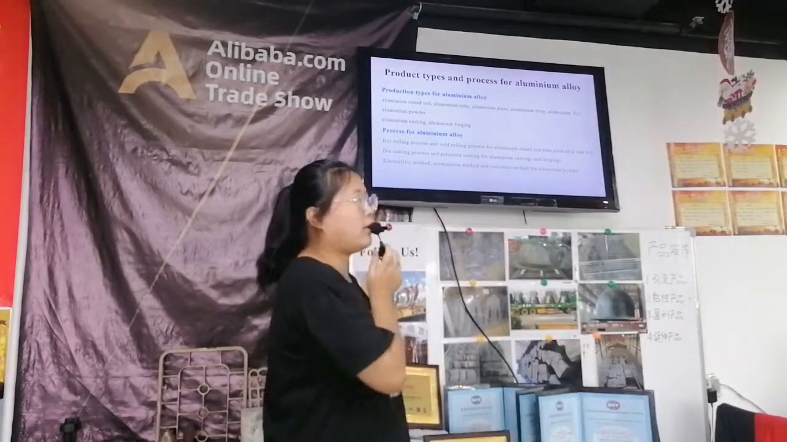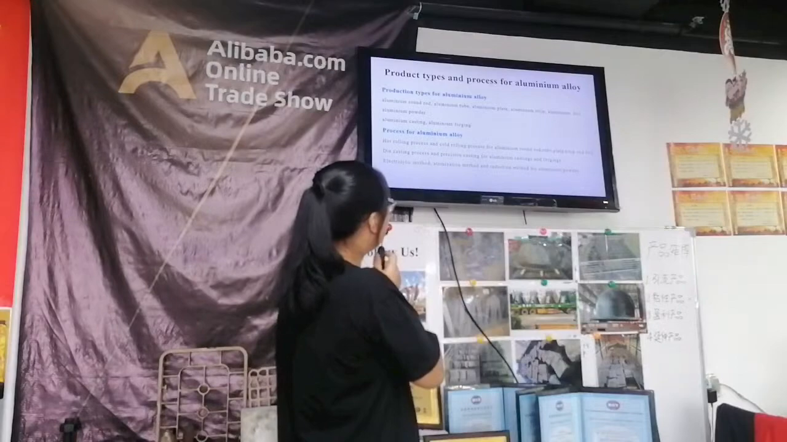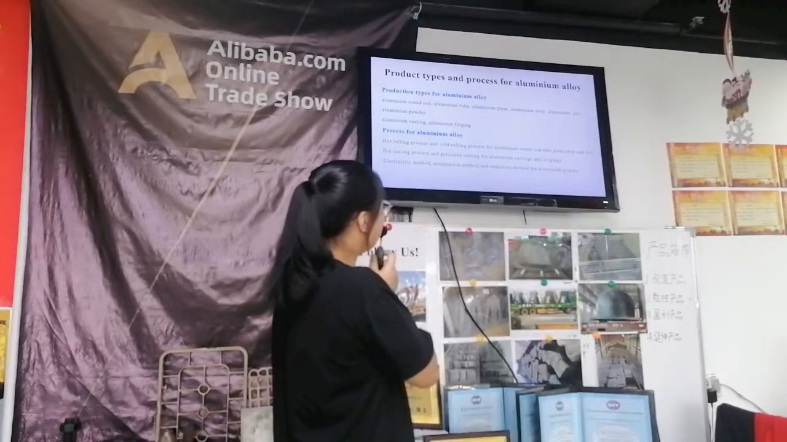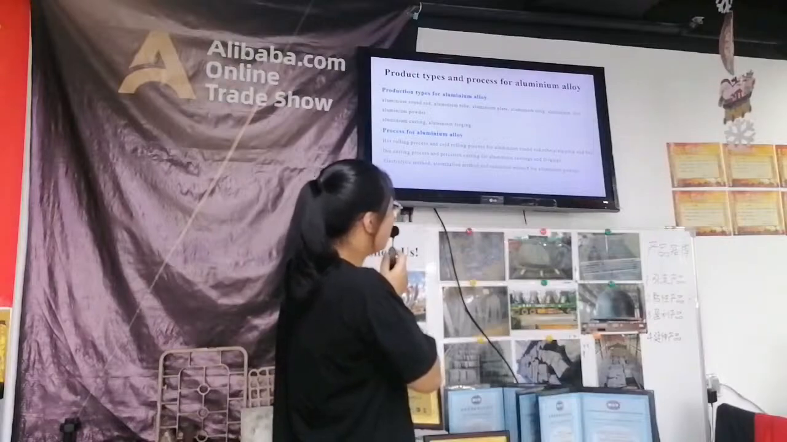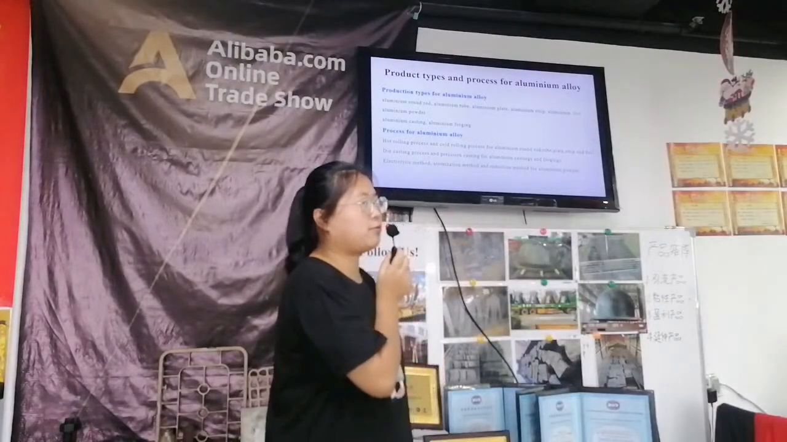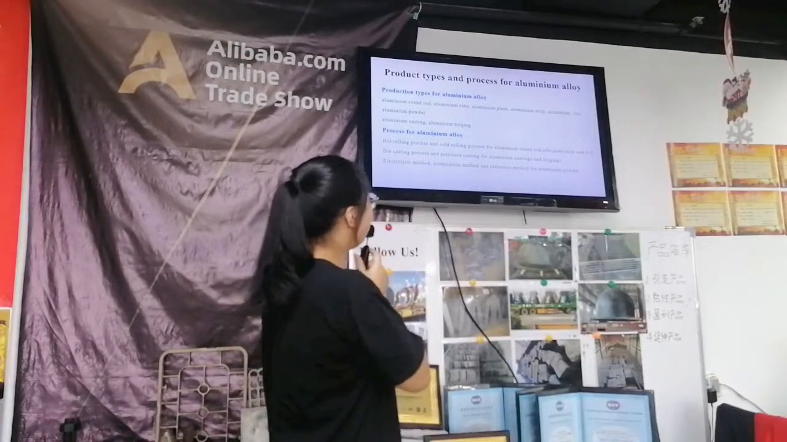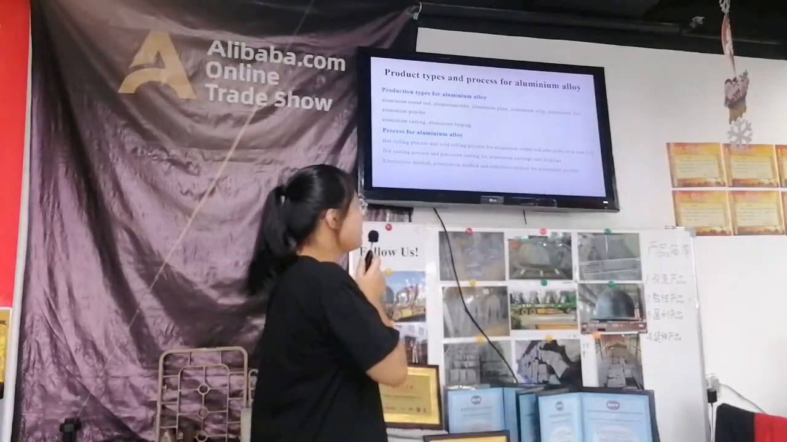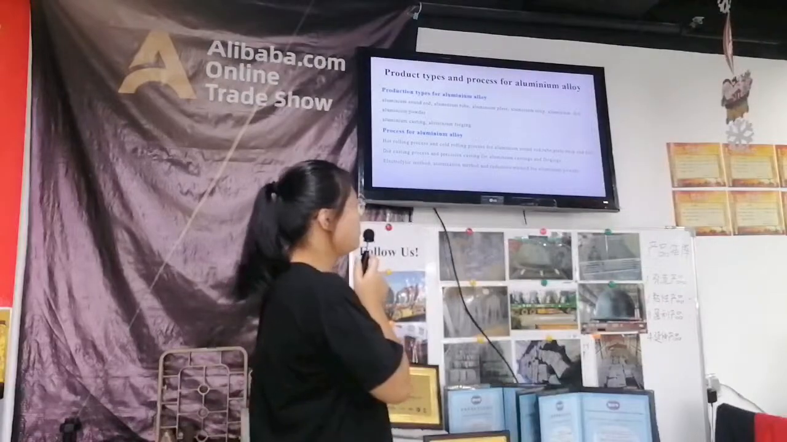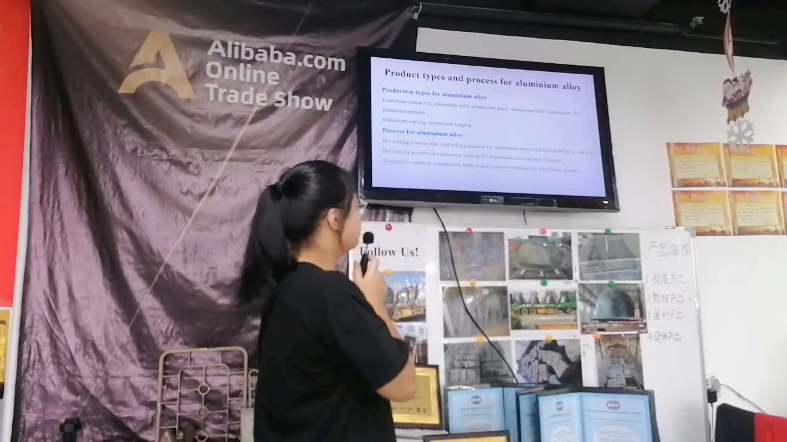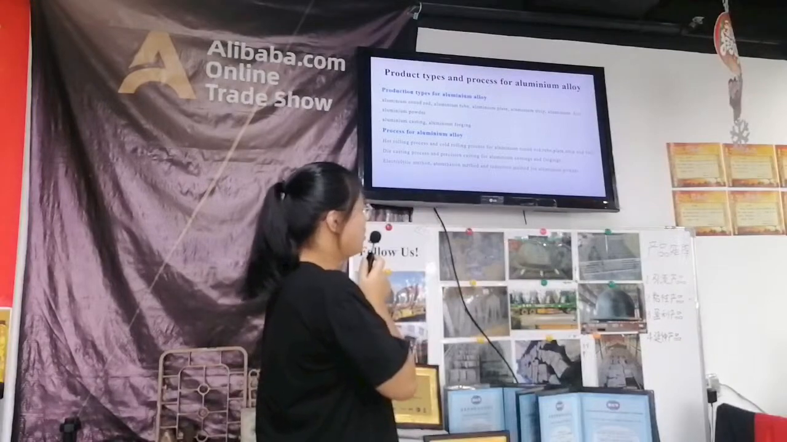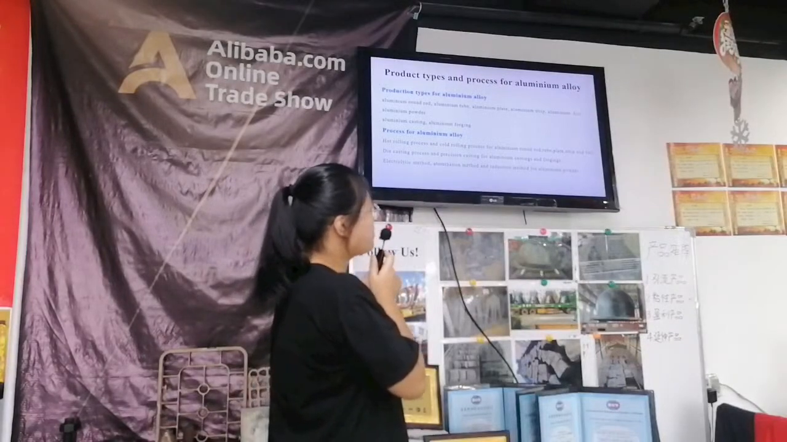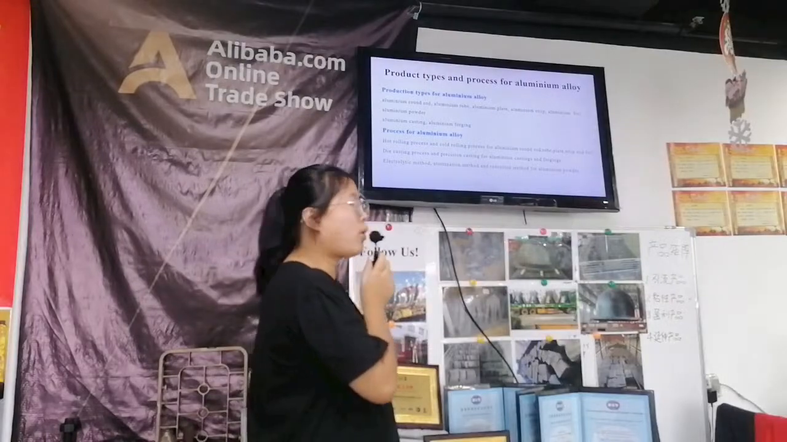Process for aluminum alloy. Hot rolling process and cold rolling process for aluminum round rods, tubes, planes, strips, and foils. Die casting process and processing casting for aluminum castings and forgings. Electrical method, automation method, and reduction method for aluminum powder.